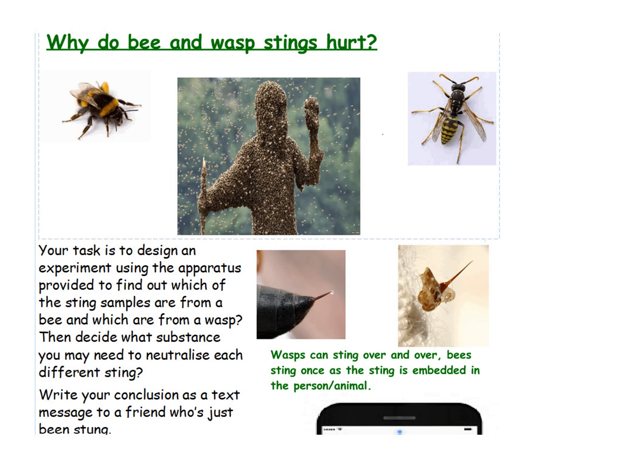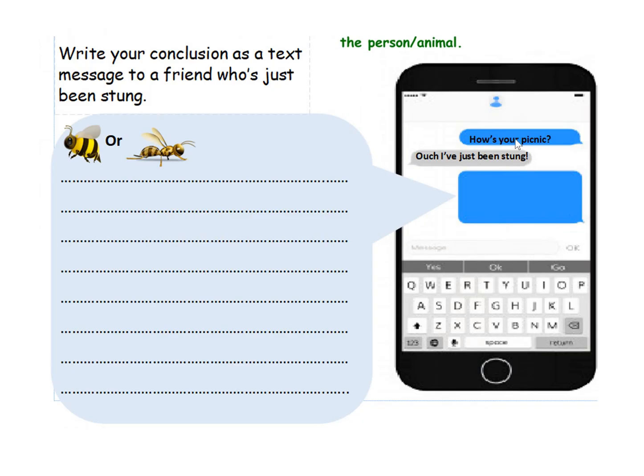So your task is to design an experiment using the apparatus provided to find out which of the sting samples are from a bee and which are from the wasp. Now we're actually just going to show you the two in our video today. But you're then going to write a conclusion as a text message to your friend who has been stung. So you've texted your friend going, how's your picnic? They've texted back, ouch, I've just been stung, and you're going to write a message on what they can do to help. But first we'll watch the video.